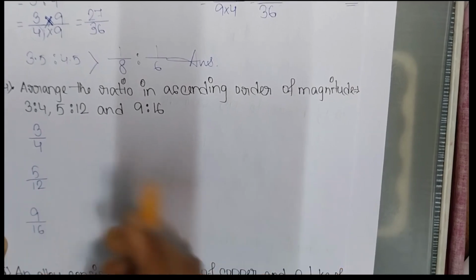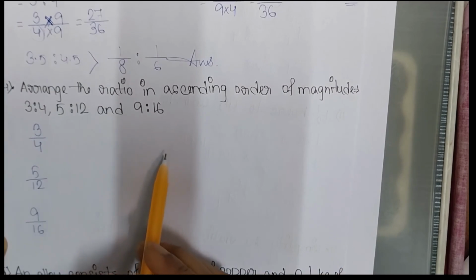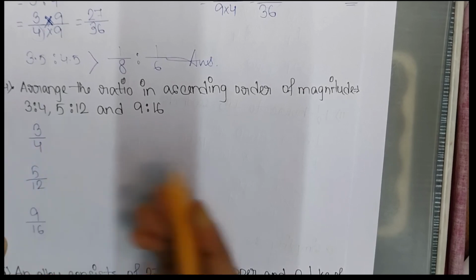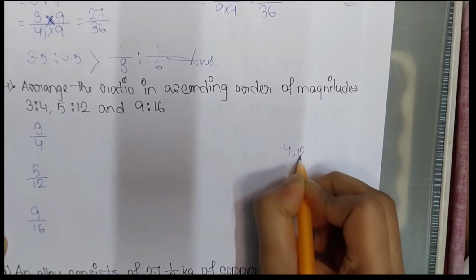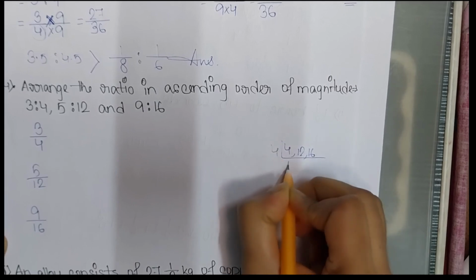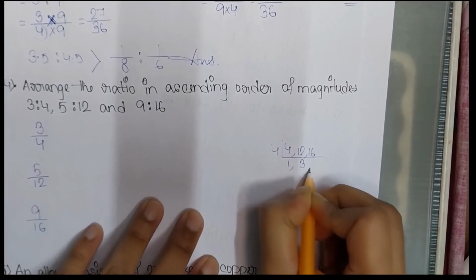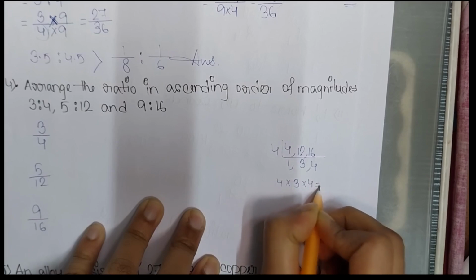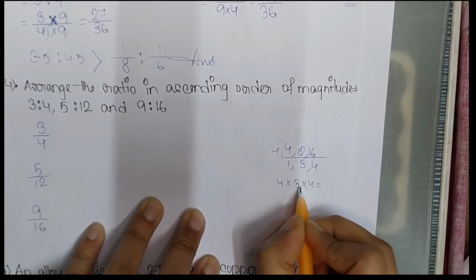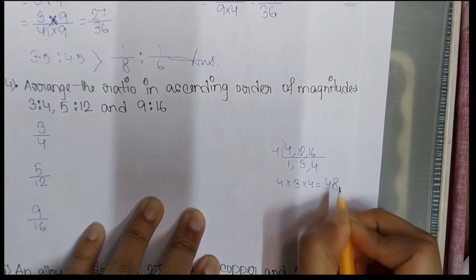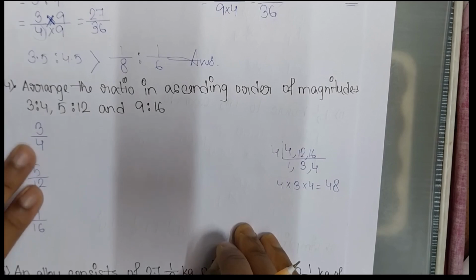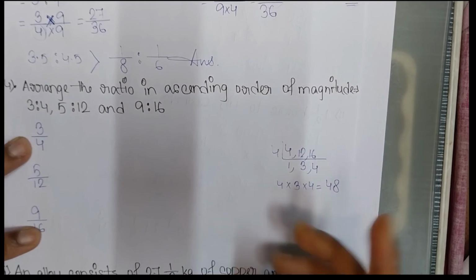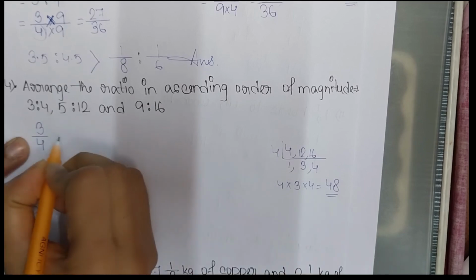To solve this problem, we should first find the LCM of the denominators of the fractions, that is 4, 12 and 16. 4 ones are 4, 4 threes are 12, 4 fours are 16. 4 into 3 into 4, that is 4 threes are 12, 12 fours are 48. Now we have to multiply 4, 12 or 16 to get the LCM 48.